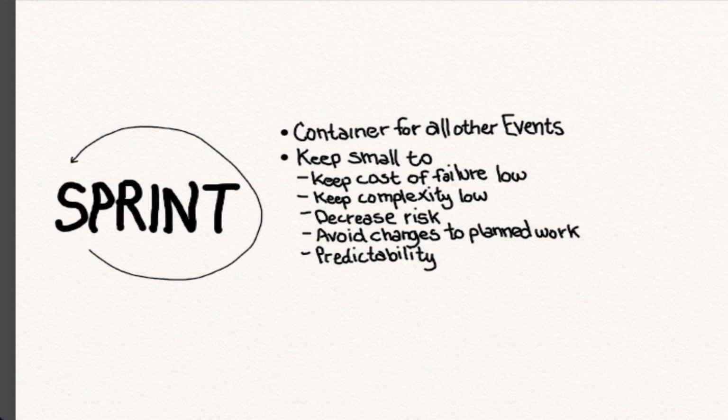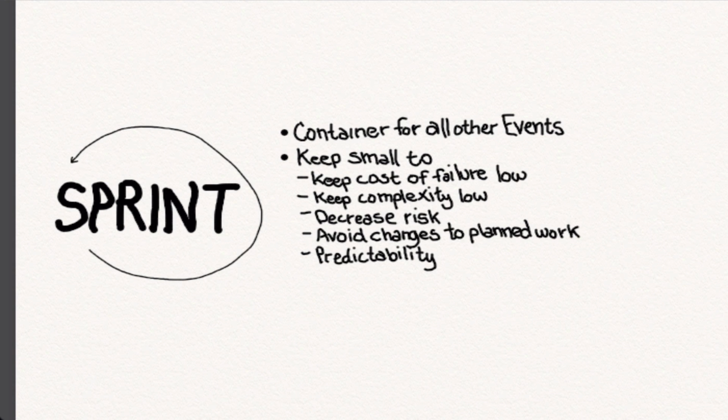This is in order to keep cost of failure low, keep complexity low, decrease risk, avoid changes to the planned work. The shorter period we plan for, the lower the risk of being forced to change it, and it gives predictability. Depending on the domain though, sometimes it's not possible to deliver anything of value within the chosen sprint length. This could be an indication that the sprint length is too short.